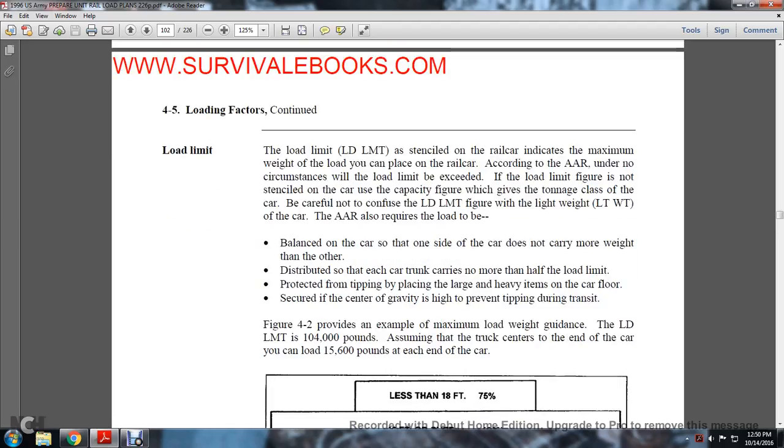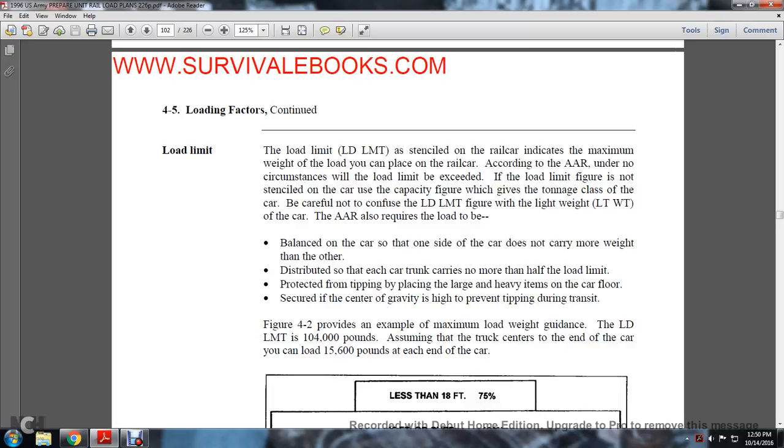Loading factors continued. The load limit, LMT, stenciled on the railway car indicates the maximum weight of the load you can place on the railway car. According to the Association of American Railroads, under no circumstances should the load limit be exceeded. If the load limit figure is not stenciled on the car, the capacity figure, which gives the tonnage class of the car, should not be confused with the load limit figure or with the lightweight figure of the car.